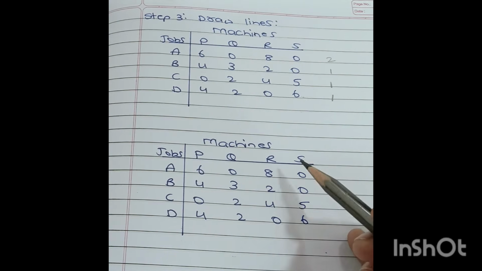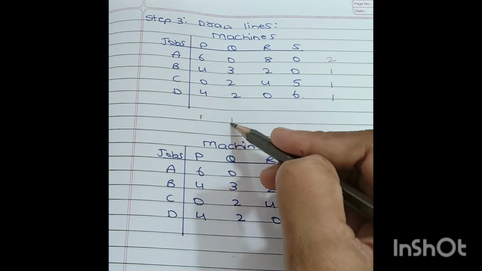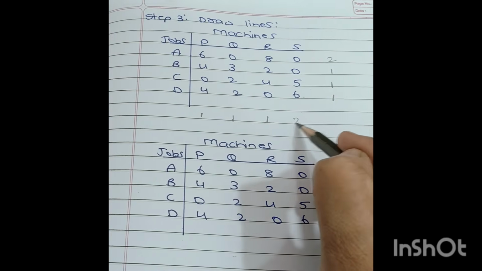Similarly, we'll check column wise also. In first column, number of zeros are 1. Second column, 0 is 1. Third column, there is only 1 0. Fourth column, there are 2 zeros.